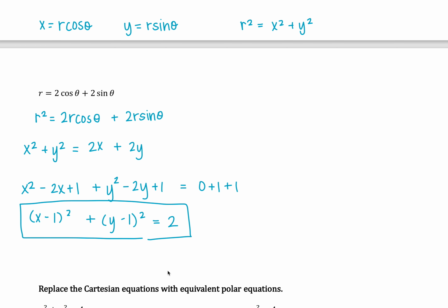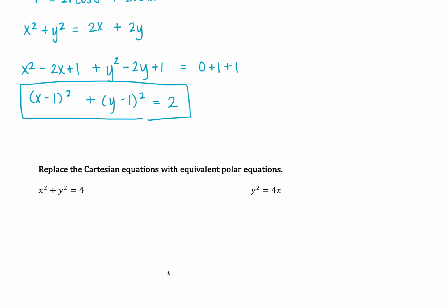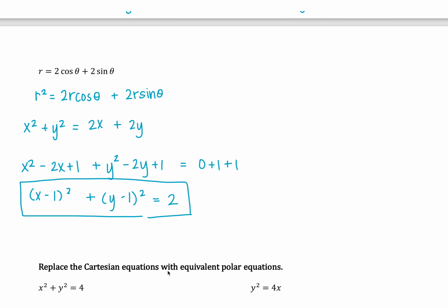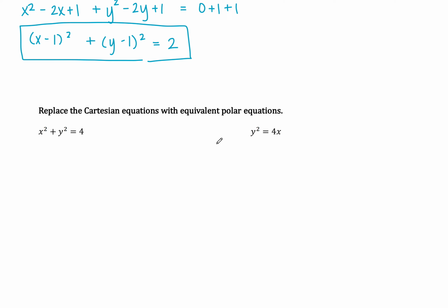Now, we're going to do 2 more examples here to wrap up this section. The first one is x squared plus y squared equals 4. And we're going to make use of this bit, r squared equals x squared plus y squared. So we have r squared equals 4, or r equals 2. You could also write r equals negative 2 there.